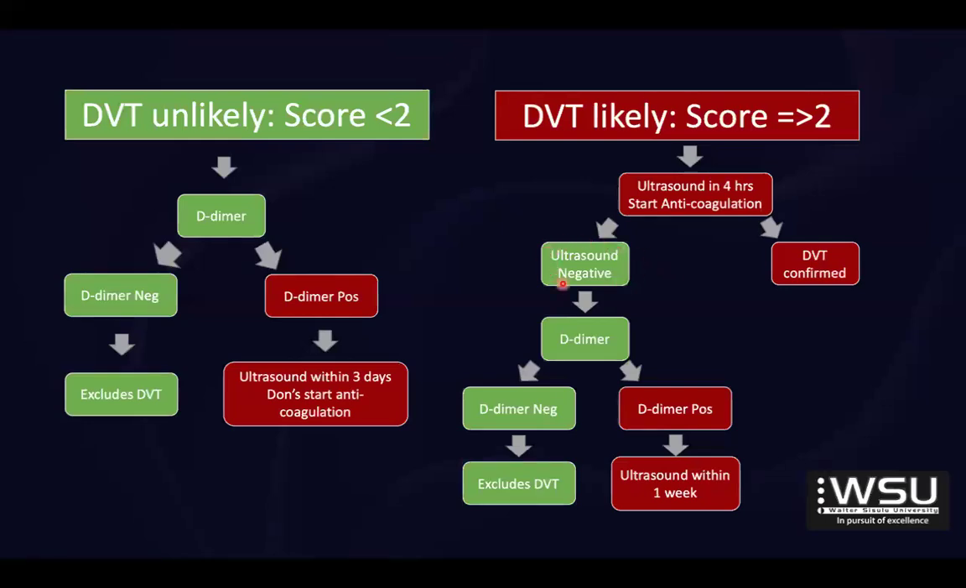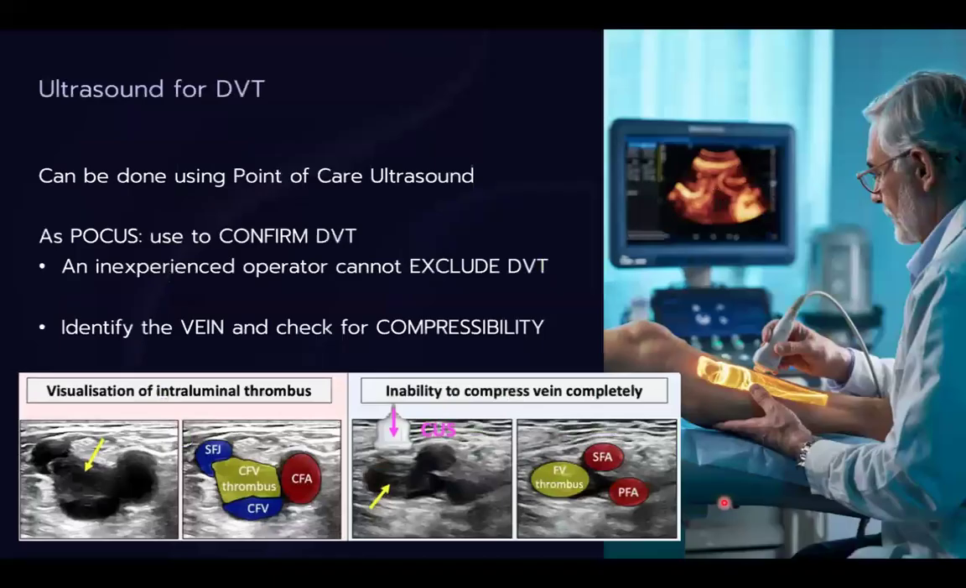If the ultrasound is negative, because of that score, we're going to then do a D-dimer just to reassure us. If the D-dimer is then negative, excellent, it excludes DVT and we can relax. If the ultrasound was negative, but your D-dimer is positive, then a week later we would repeat an ultrasound and just make sure that there's not something that we missed that might have been an early development of something.